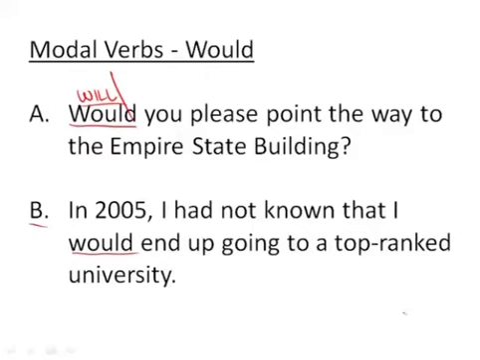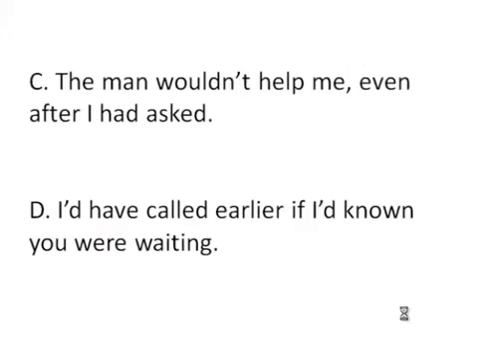So in 2005, here we are, a few years back, standing here. I didn't know I would end up, at some point in time, maybe here, going to a top-ranked university. So talking about an event in the past, imagining an event in the future, but that future has already occurred. We can use would in that case. Is that it? Well, actually, there's a few other little subtleties here.